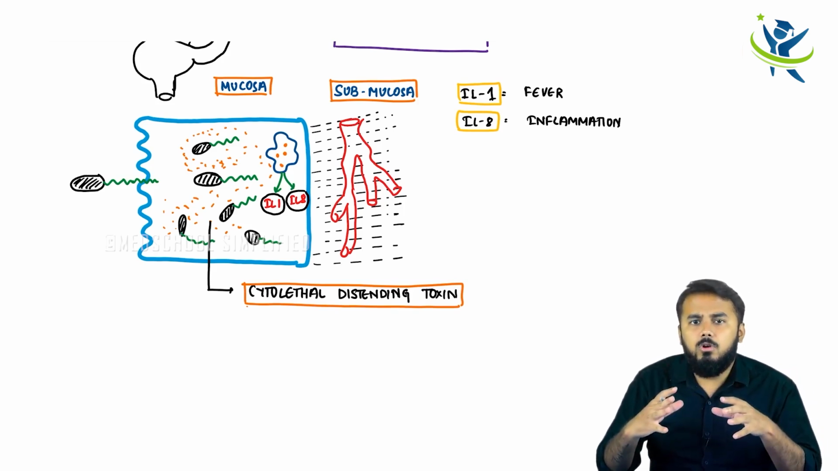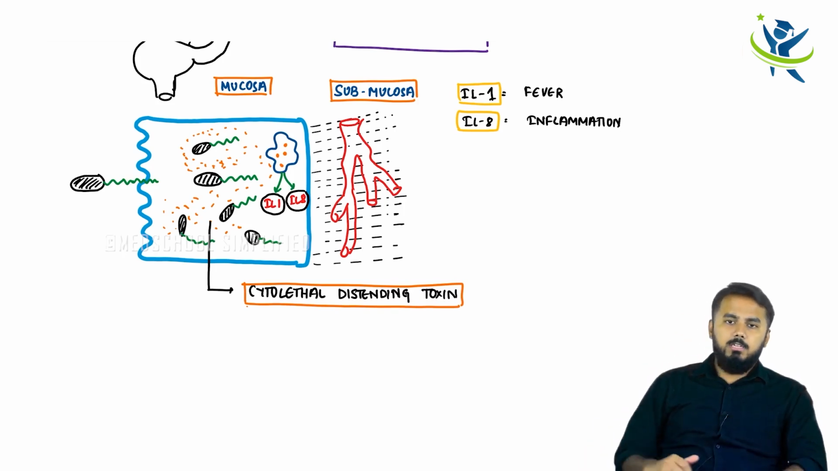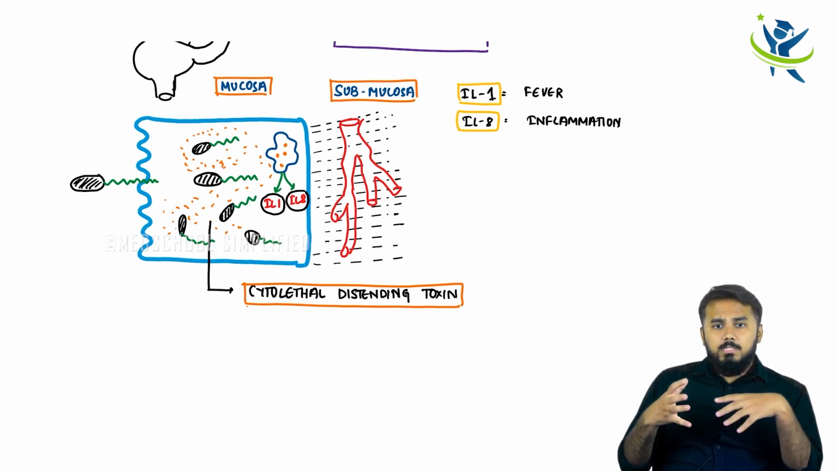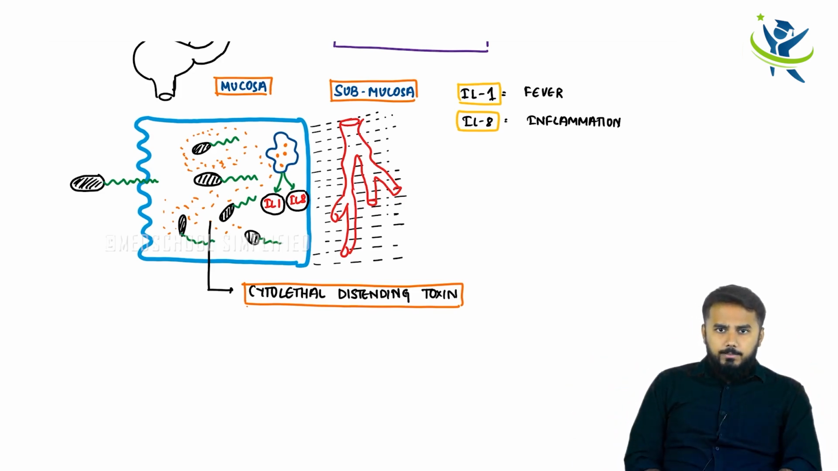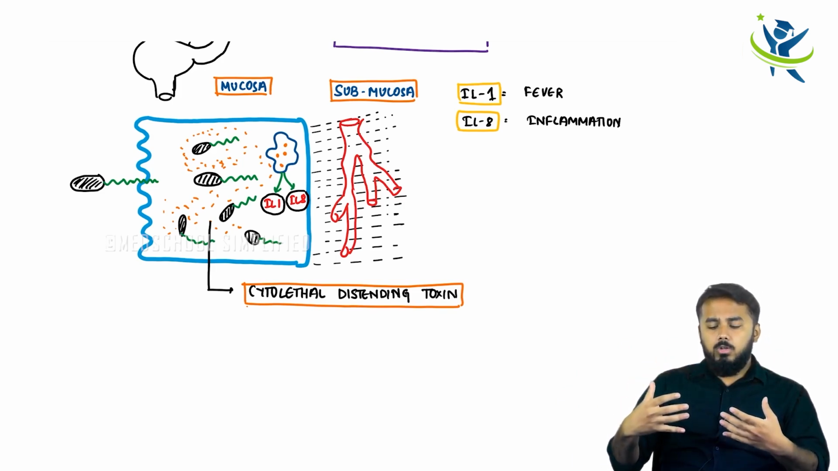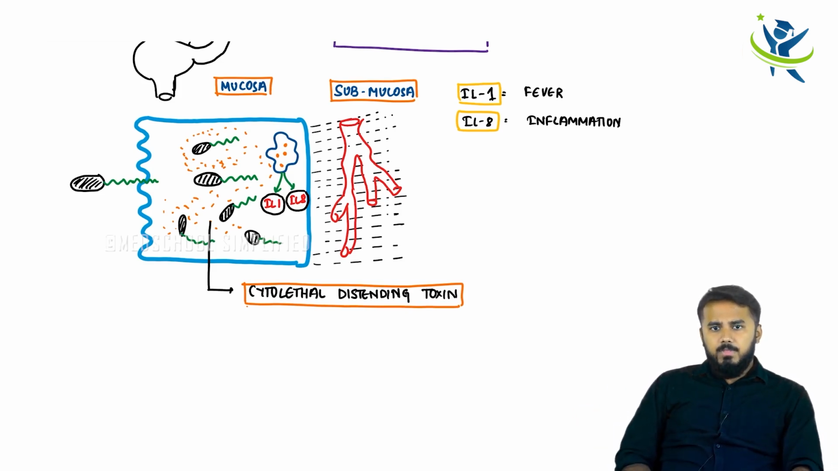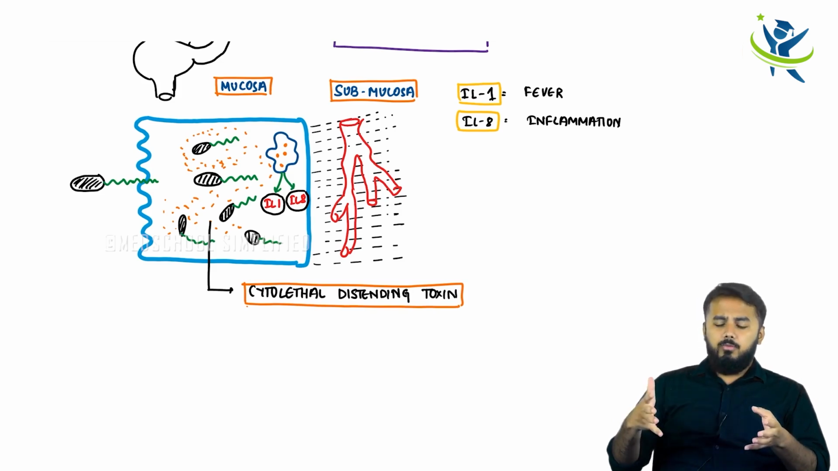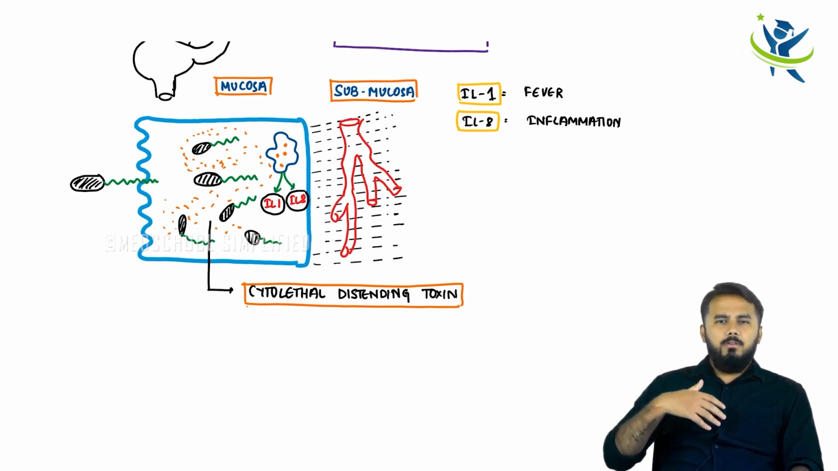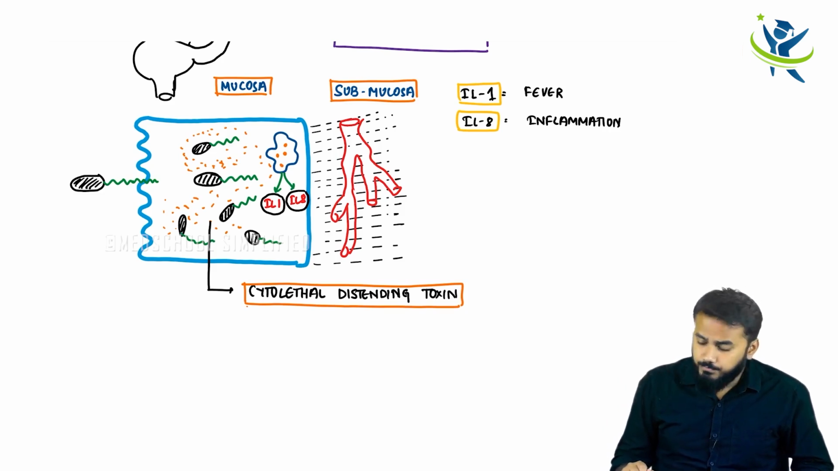So for example, let us say there is a heavy concentration of this cytolethal distending toxin within the cell. Then obviously lots and lots of macrophages will come there and start releasing excess amounts. The more the toxins, the more the release of interleukin 1 and interleukin 8. These are the cytokines, right? So the patient will have high fever and a heavy rate of inflammation.